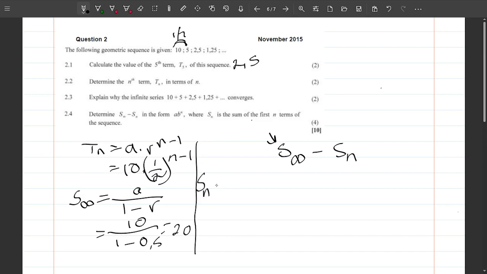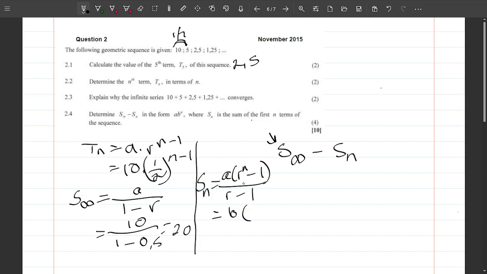So the sum of n, we know that it can be represented by a times r to the n minus 1, over r minus 1. However you do it, we still end up with the same answer, so don't worry much if you use the other one, which has 1 minus r to the n. It's still okay. Then for the value of a, we're getting 10.